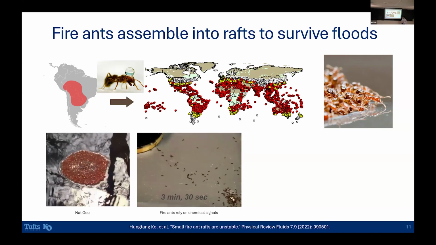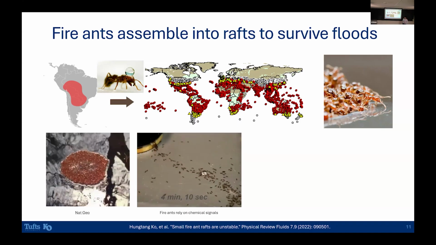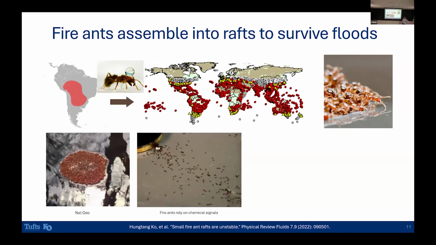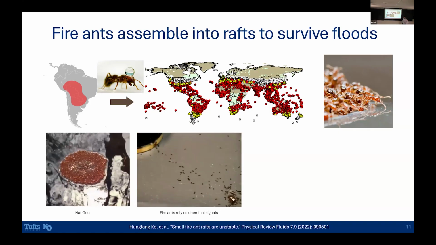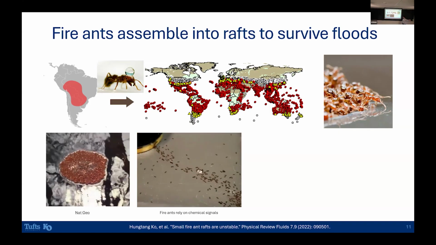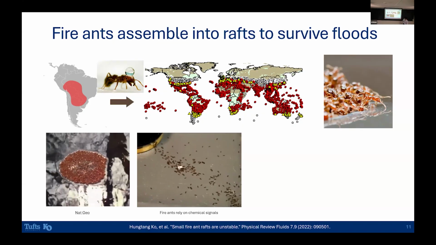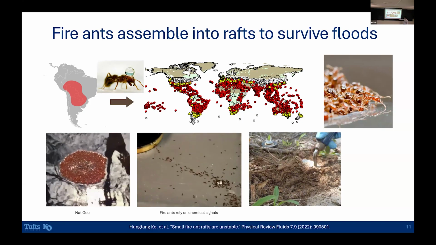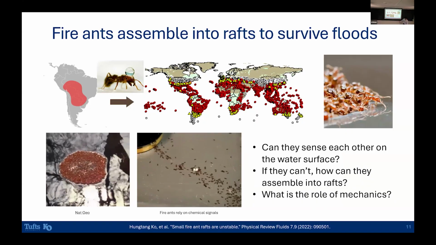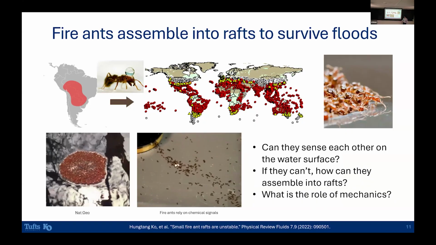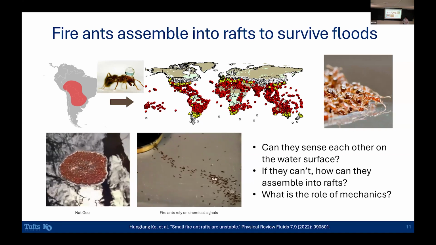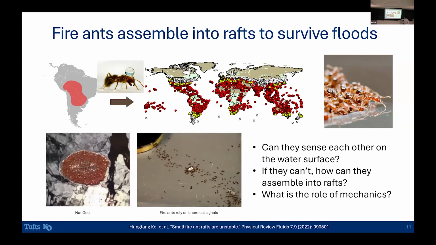But this is something that's not so intuitive as a human, because we rely on vision a lot. But vision is really one of the superpowers that allows you to sense a neighbor many body lengths away, right? Ants don't have that superpower. So the question is, this obviously doesn't obey the Vicsek and all these different models. How can they sense each other at all on a water surface, right? To form a raft, presumably they need to sense the presence of each other.